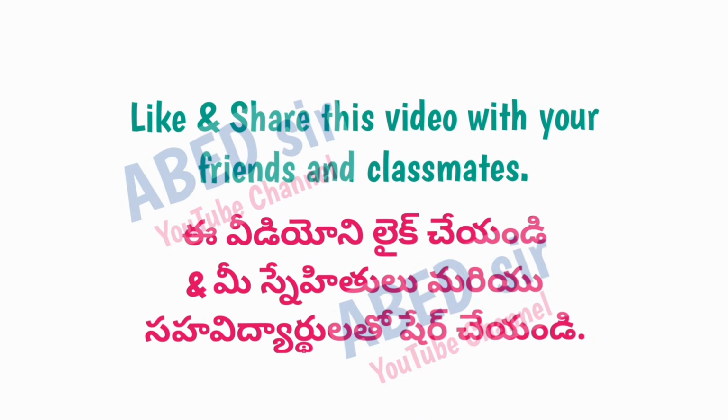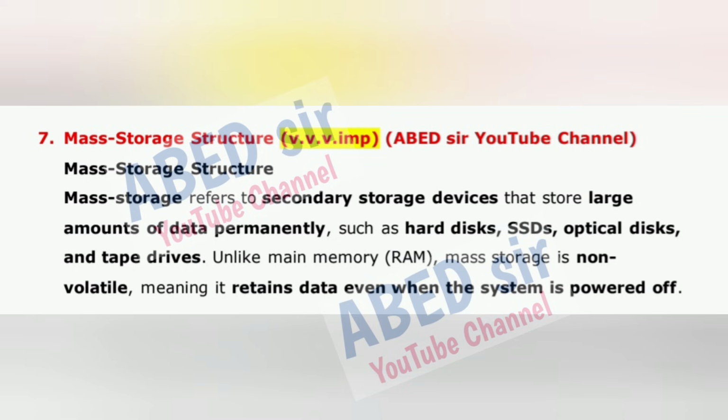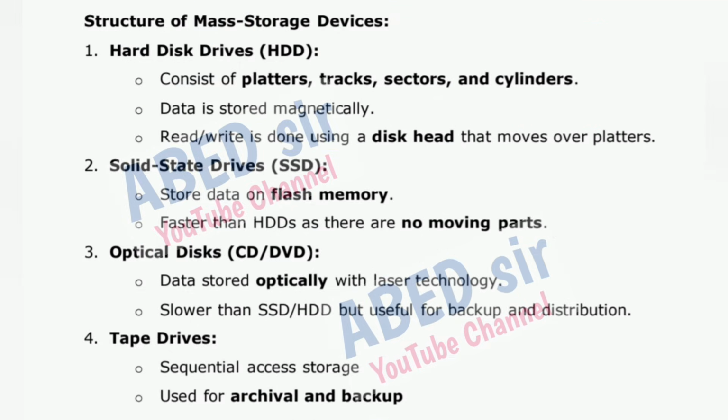Next important long question is 7. Mass storage structure. Mass storage refers to secondary storage devices that store large amounts of data permanently, such as hard disks, SSDs, optical disks, and tape drives. Unlike main memory, RAM, mass storage is non-volatile, meaning it retains data even when the system is powered off. Structure of mass storage devices.